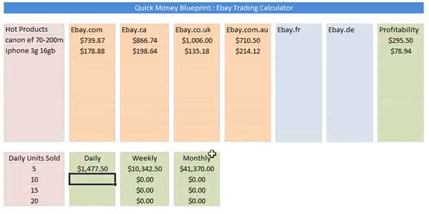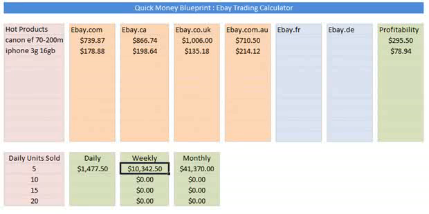There we go. And you can see the daily profit you can make if you sell 5 units of this lens is going to be $1,400. If you did this full time, and if you sold 5 a day, you can actually make 10 grand a week, and then you can make $41,000 a month, all by selling these Canon EF 70-200 millimeter lenses. So that's just if you did 5 units.